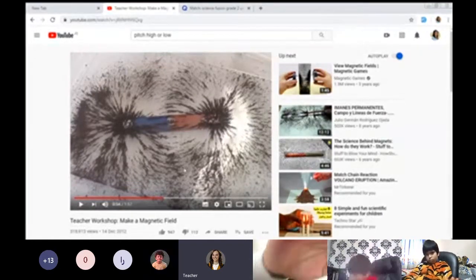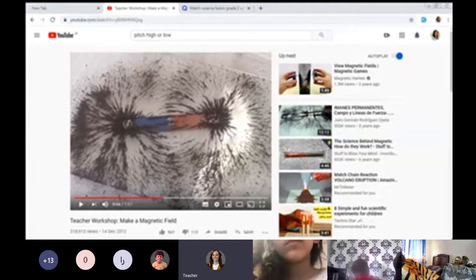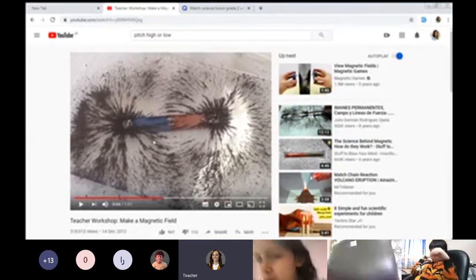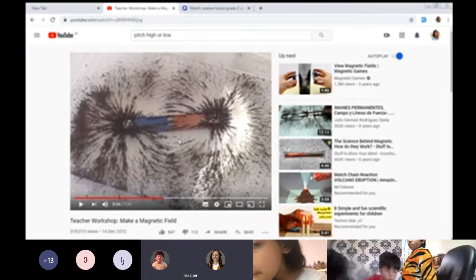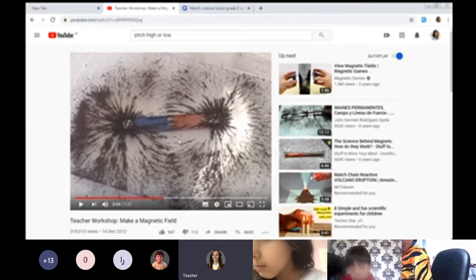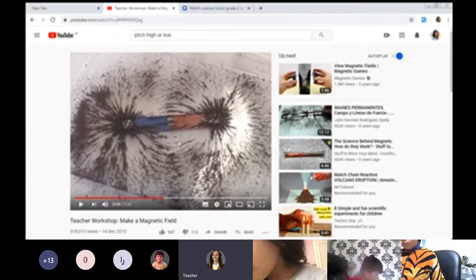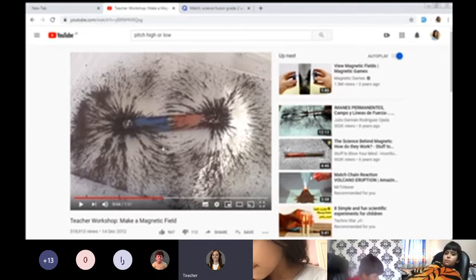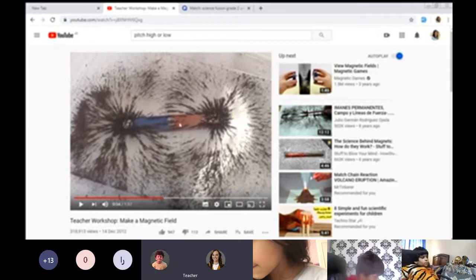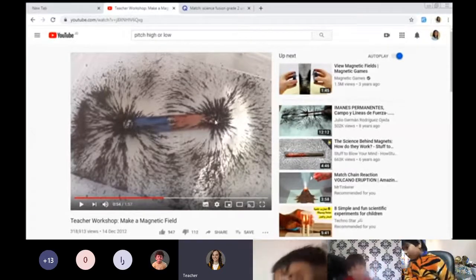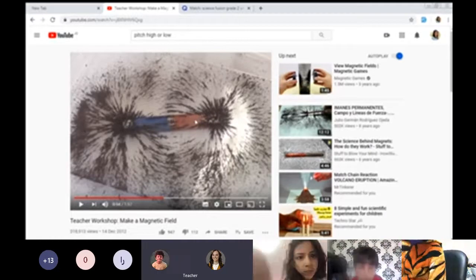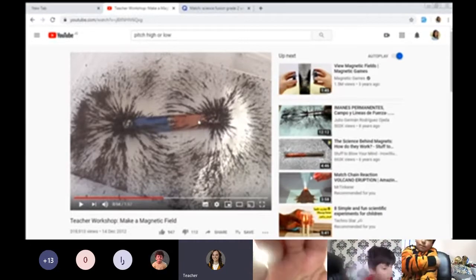Okay, Hiba, look at this picture here. Do you think that there's an area on the magnet where the pull is the strongest? Do you see this powder? It's an iron filing. It's iron as a powder. When they put the iron filing, it came here and here more than in the middle. Can you see it?